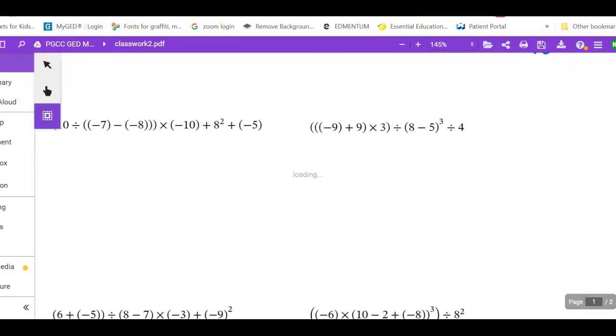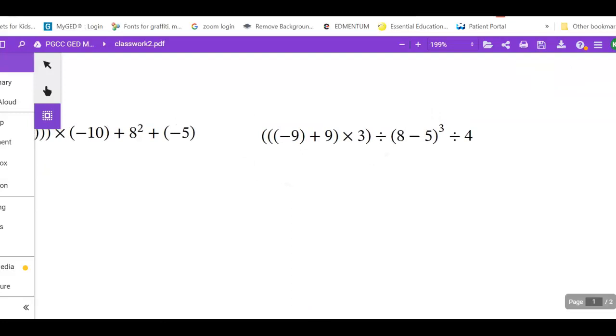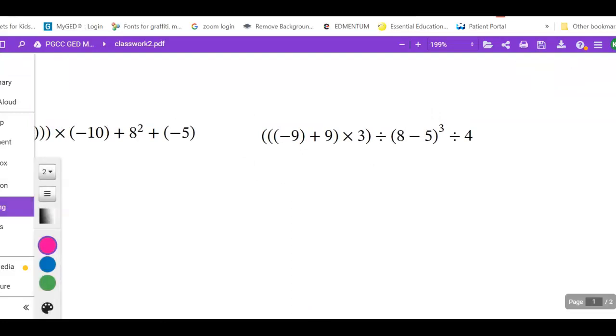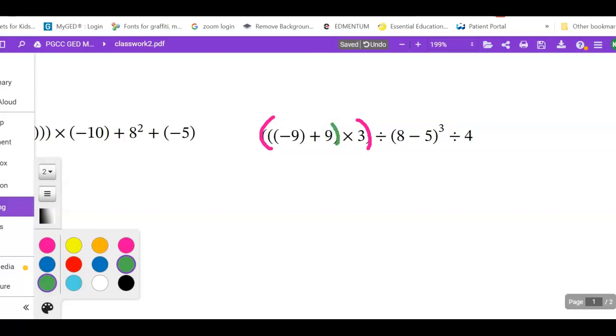All right, so here we go. Take a look at this one. First, identify where our parentheses sets are. I see I have a parentheses ending here. Where does it begin? Here. Which means I have another parentheses ending here. Therefore, it must begin here. There we go. And you have a parentheses set that's right here too.